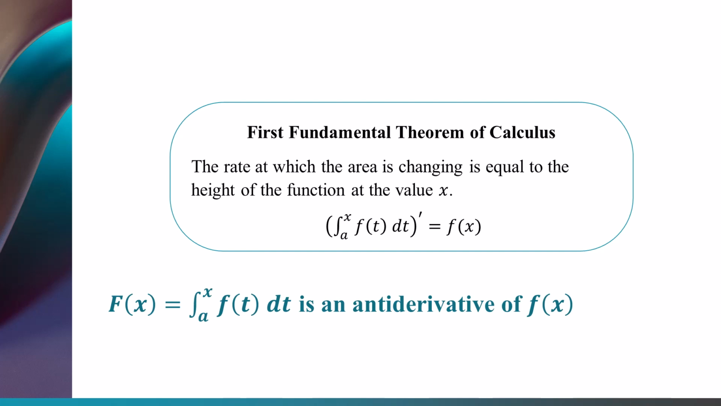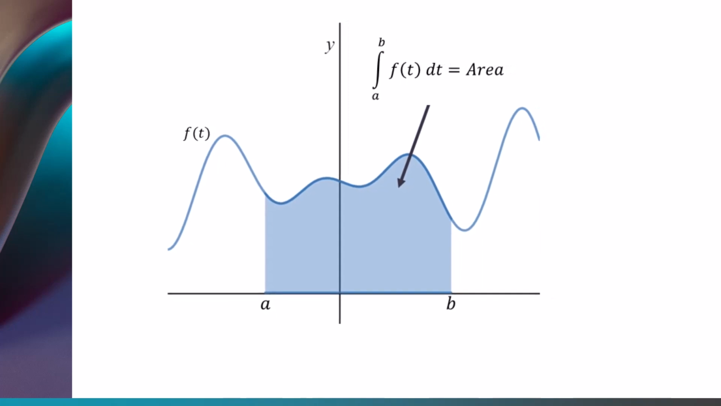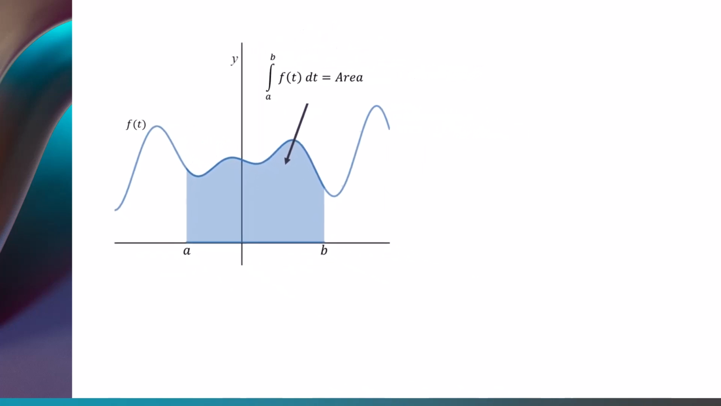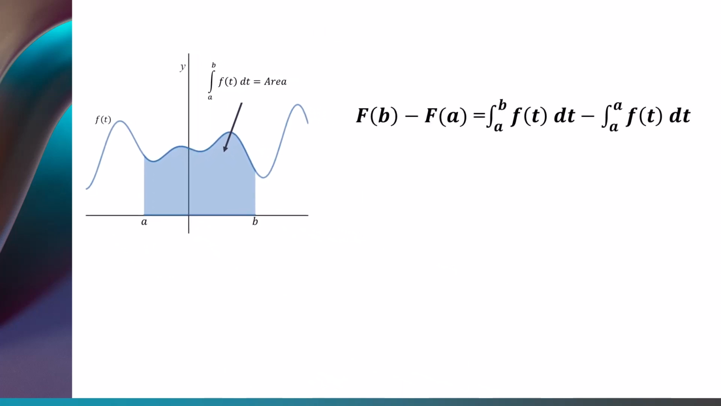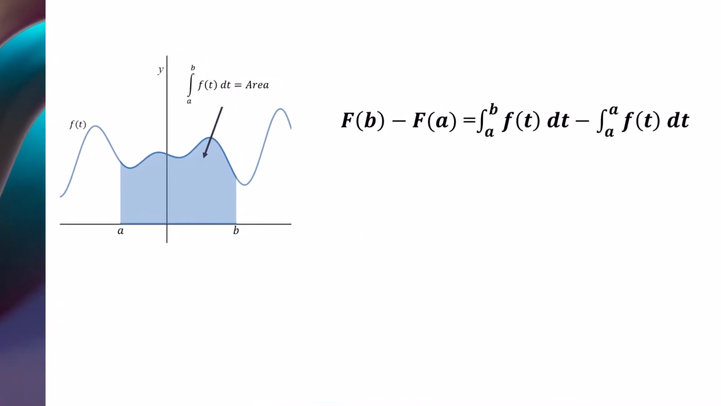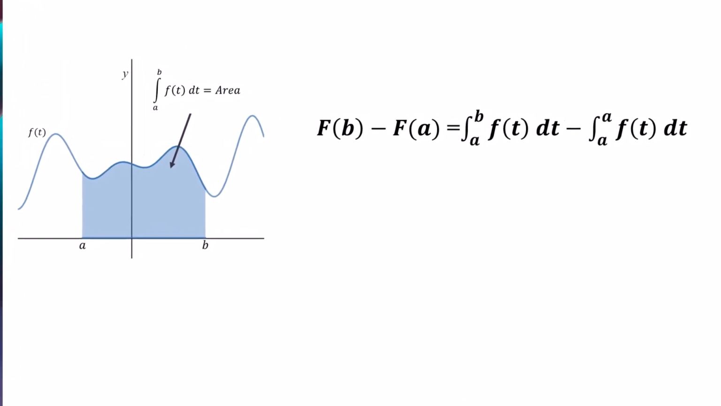Now let's hold on to that thought for a moment. Our ultimate goal is to be able to calculate the definite integral from a to b of f of t dt, since this represents the general area under the curve over an interval. So consider what happens if we perform the operation capital F of b minus capital F of a. This gives us the definite integral from a to b of f of t dt minus the definite integral from a to a of f of t dt.